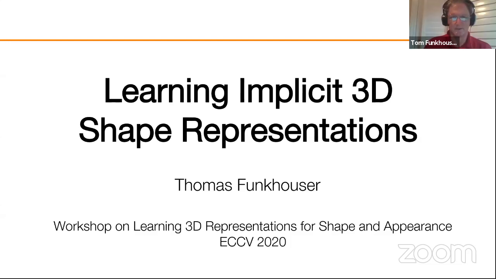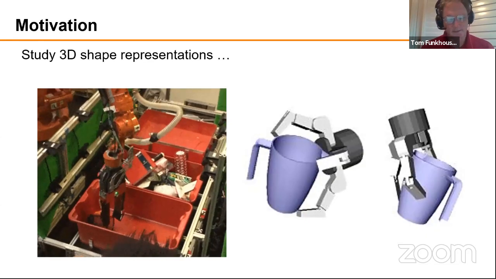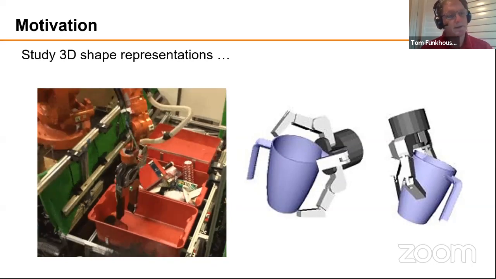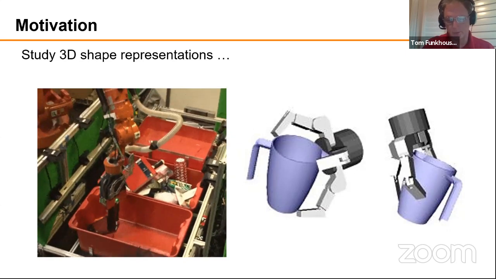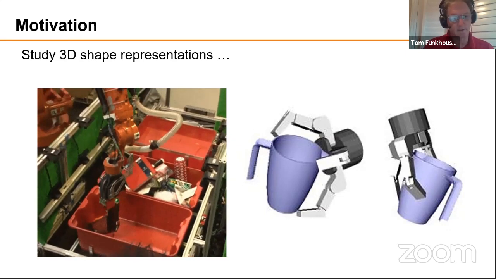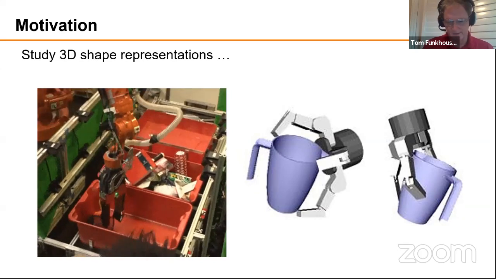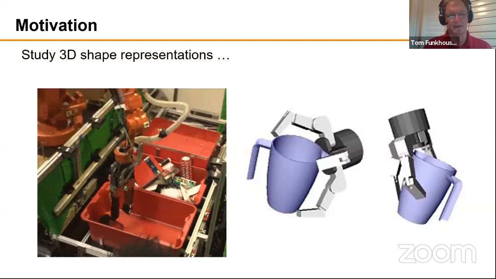Okay, perfect. Thank you. So I'm going to talk about 3D shape representations. Not a big surprise. I'm going to try to motivate this by applications where you need to know the shape so that you can interact with it. So in a robotics application, for example, you might have a grasping arm that wants to know the shape so that it can model grasps, as an example.